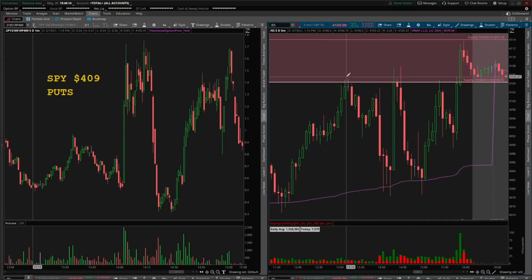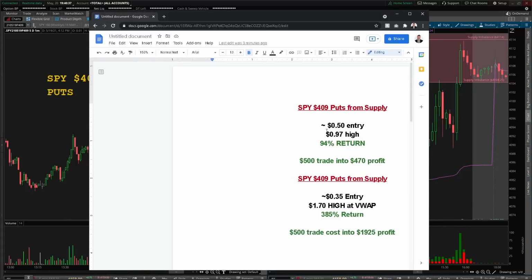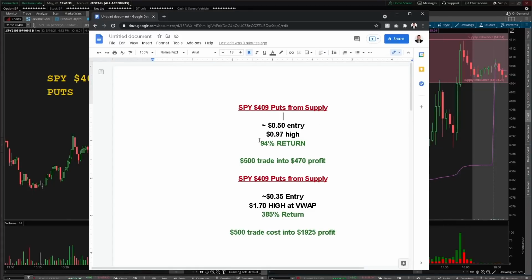So at the time, the S&P was at the 4104 supply. SPY was around, let's just call it 50 cents, 55 cents. And in a quick 10-minute period, these went to a high of around 97 cents. We have to play it a little conservatively because no one is ever going to buy at the bottom and sell at the top. We have to understand that. So these went from 50 cents to 97 cents, a 94% return in about 10 minutes.